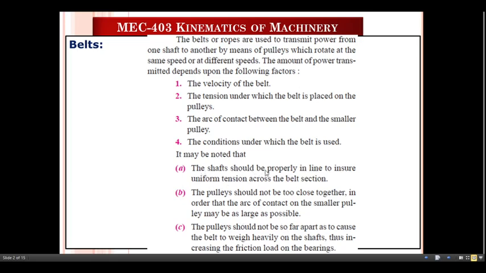The shafts should be properly in line to ensure uniform tension across the belt section. Second point, the pulleys should not be too close together, in order that the arc of contact on the smaller pulley may be as large as possible. The pulleys should not be so far apart as to cause the belt to weigh heavily on the shafts, thus increasing the friction load on the bearing.